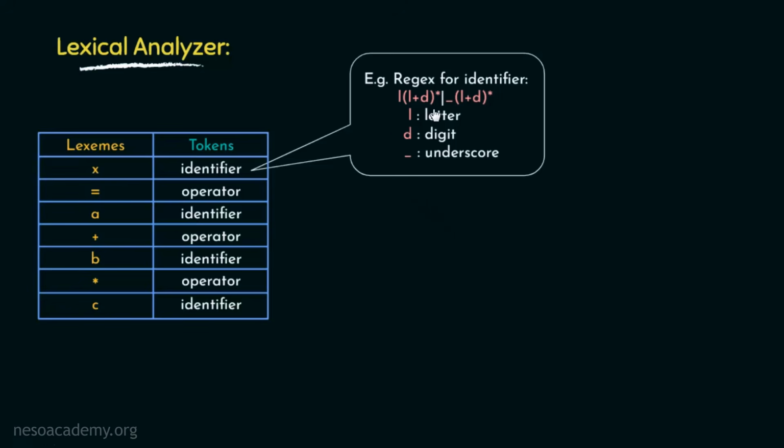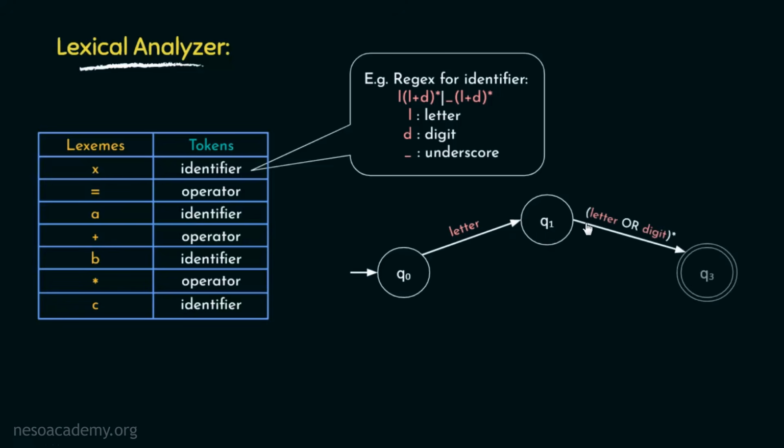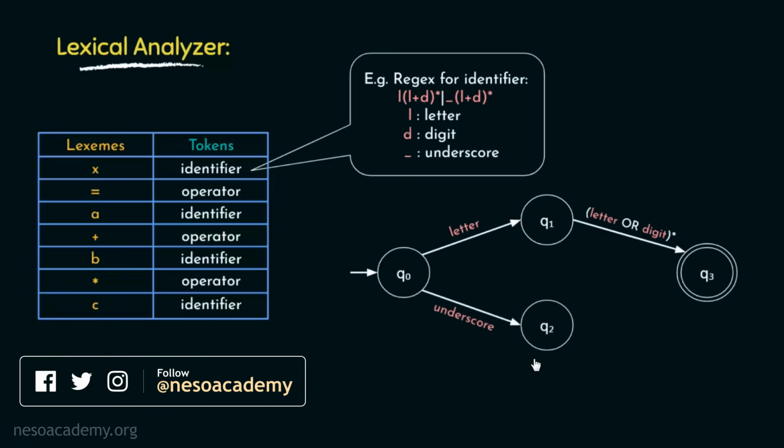Observe, there are 2 regexes for identifier. Let's consider the first one. So, from the initial state, that is Q0, seeing a letter, we will go to the next state Q1. And from this one, seeing any number of letters or digits, we will end up at the final state, that is Q3. Coming to the next form, starting from the initial state, if we see an underscore, we will move towards the next state, that is Q2. Thereafter, seeing any number of letters or digits, we will end up at the final state Q3.